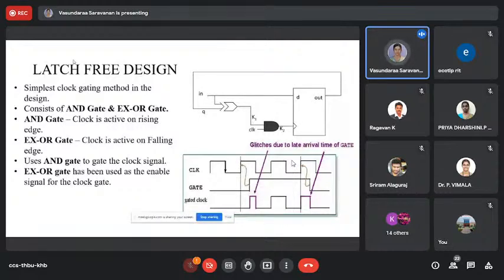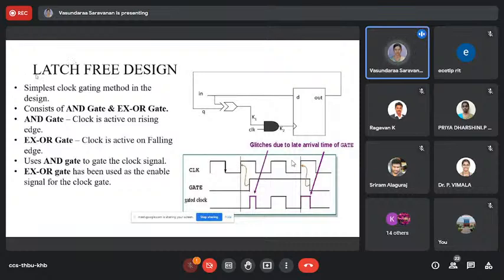The issue here is that if the enable signal is not active between clock pulses, the gated clock's source may end early or have mismatched bits. Latch-free design uses AND gate to get the clock signal. XOR gate, which is between the D input and Q output of the flip-flop, has been used as the enable signal for a clock gate.